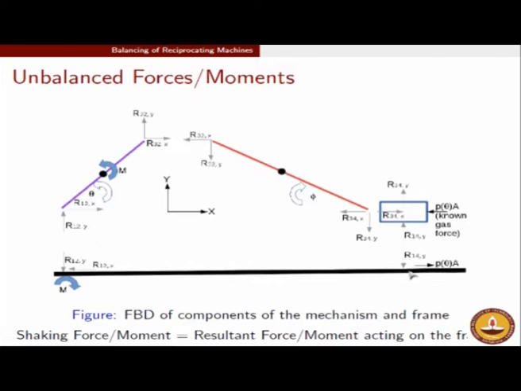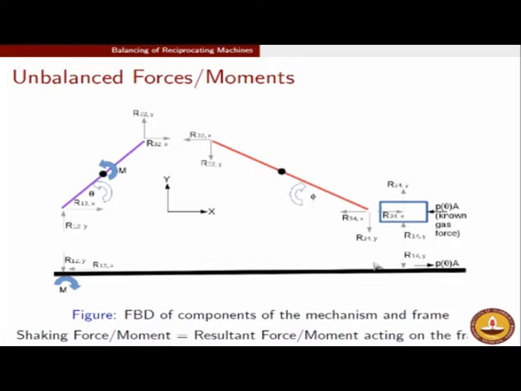You remember our final objective was to find the total forces and total moments acting on the frame. This is what we have achieved. We are now seeing the sum total of all forces and all moments acting on the frame. We have already found these quantities R12,y, R12,x, R14,y, P(theta) is anyway known, and M is found. So we can add up these quantities, and this will give us all the shaking forces and all the shaking moments acting on our frame. And remember, our objective will be to try and minimize it through a better design.